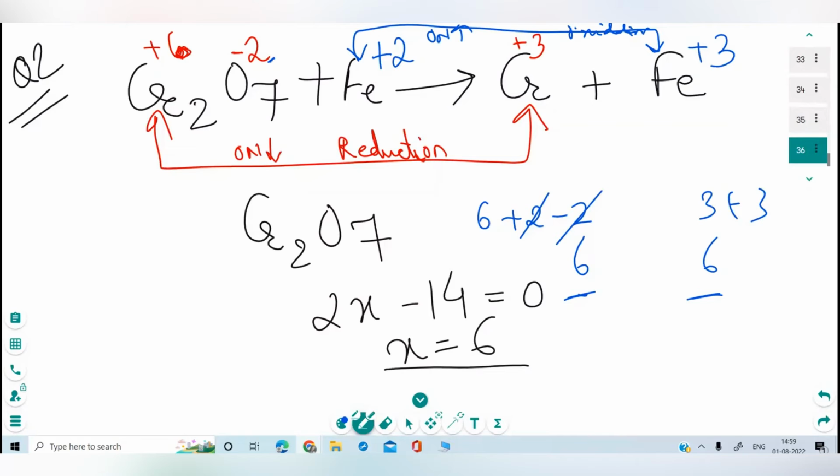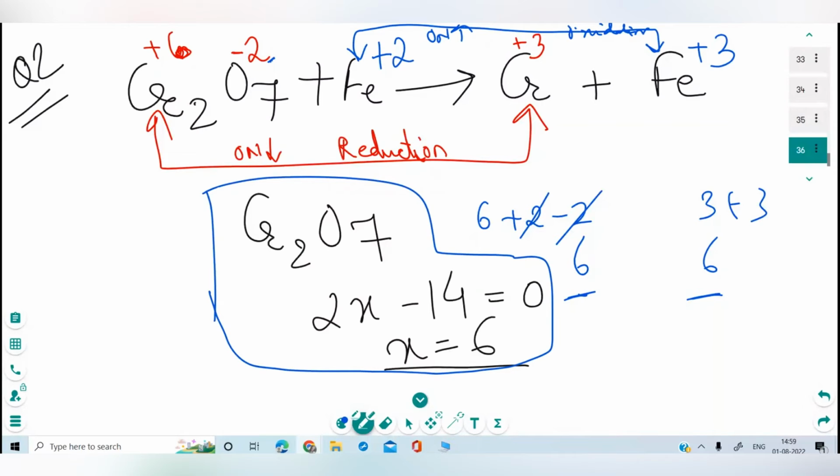Wait, why for the Cr, when you're calculating it, 2x minus 14, why is it 6? We did this. What we were doing, we were learning how to take out the oxidation state of Cr in Cr2O7. Why Cr only? Because oxygen, you already know it is minus 2. So 7 into 2 is minus 14. This you don't know, so you said x. So 2 into x minus 14. X came 6, which I have written here.